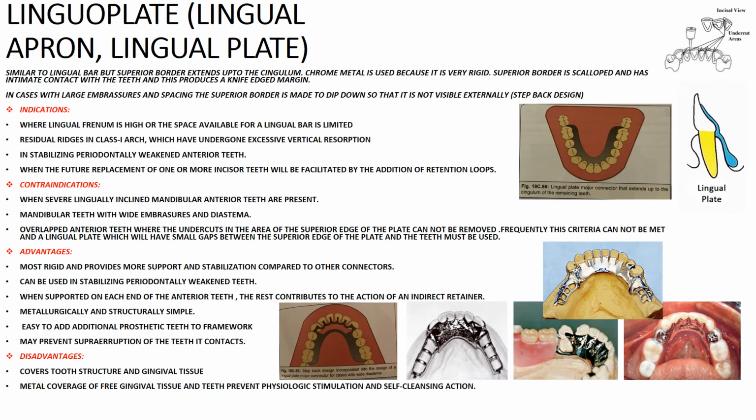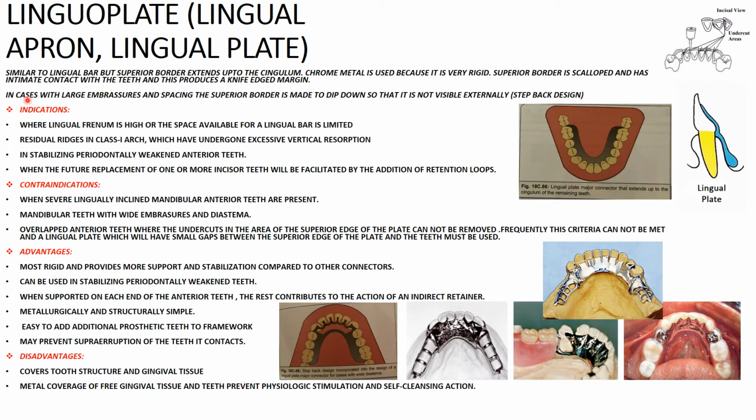Next is the lingual plate. It is also known as linguoplate or lingual apron. It is similar to the lingual bar, but in this the superior border extends up to the cingulum. You have seen that the lingual bar was away from the teeth, below the gingival margin, but in the lingual plate the superior border is extended up to the cingula. Chrome metal is used because it is very rigid. The superior border is scalloped as it follows the contour of the teeth, and it has intimate, tight contact with the teeth and produces a knife edge margin.